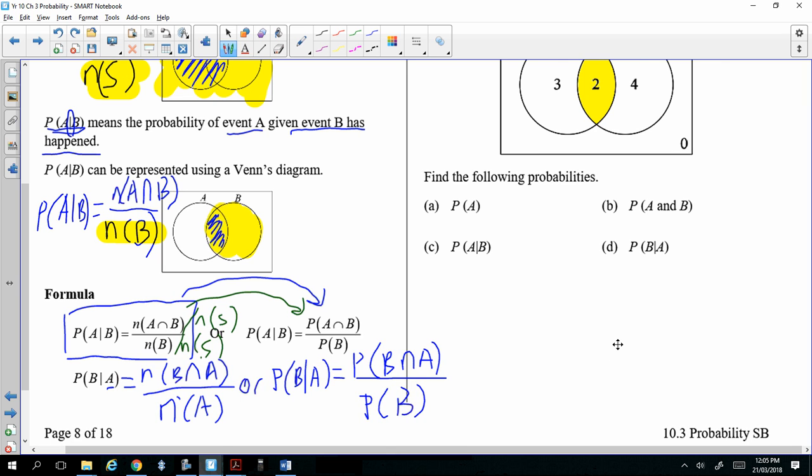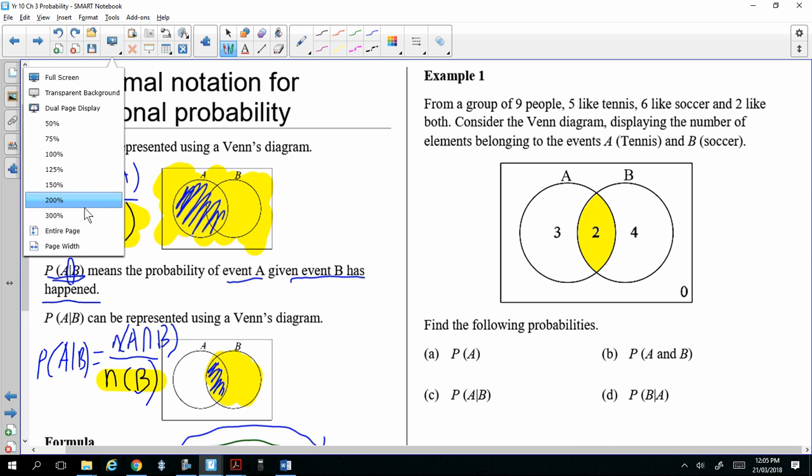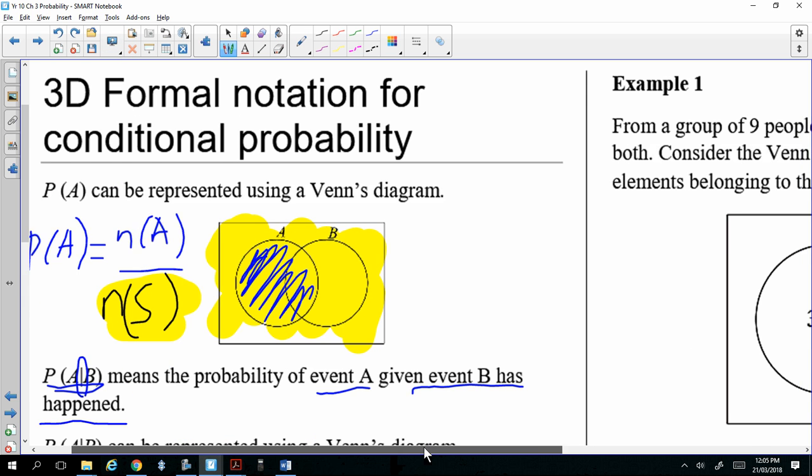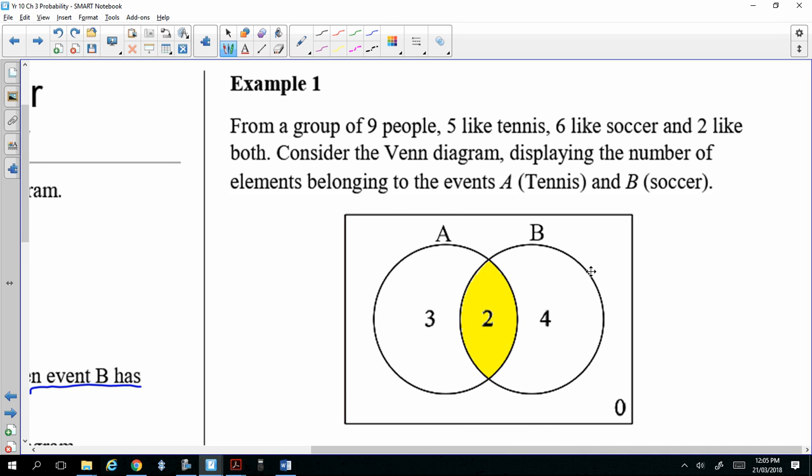All right, let's look at this example. Example 1. A group of 9 people, 5 like tennis, 6 like soccer, 2 like both. It's all written on the Venn diagram. I think A represents tennis, so let's write it on the top so you won't get confused. And this is soccer.